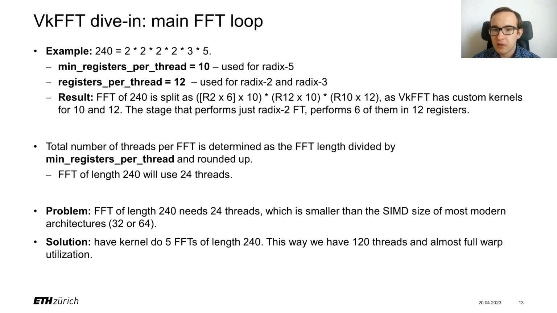Here we have a problem. An FFT of length 240 will need only 24 threads, which is smaller than the SIMD warp or wave size of most modern architectures, 32 or 64. The solution to this is to have a kernel do 5 fast Fourier transforms of length 240. This way we have 120 threads and almost full warp utilization.